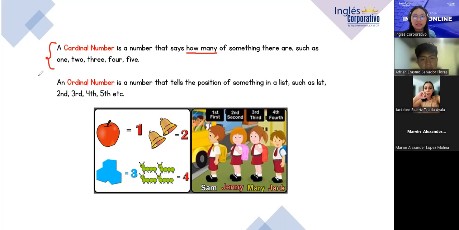It expresses a quantity, such as 1, 2, 3, 4, 5. How many of something we have? ¿Cuántos de cualquier cosa hay? On the other hand, an ordinal number. So what is an ordinal number? Who wants to read the information about an ordinal number, class? Go, please, practice your pronunciation.